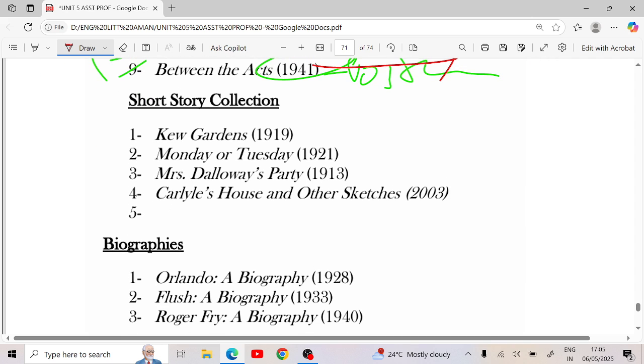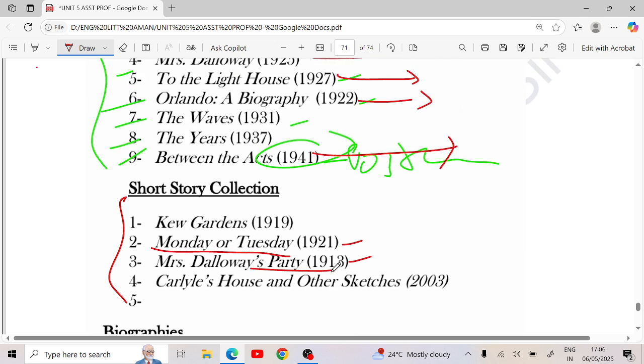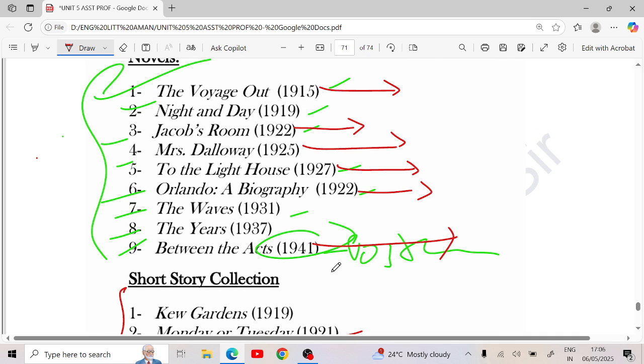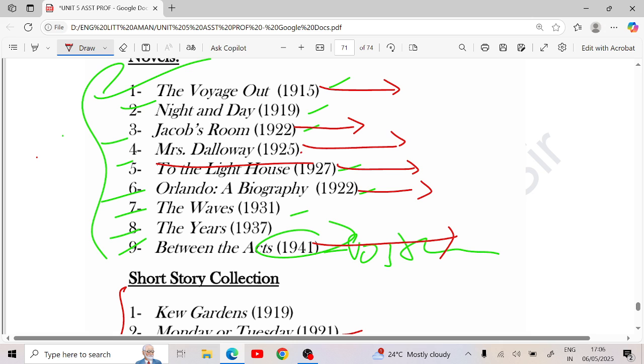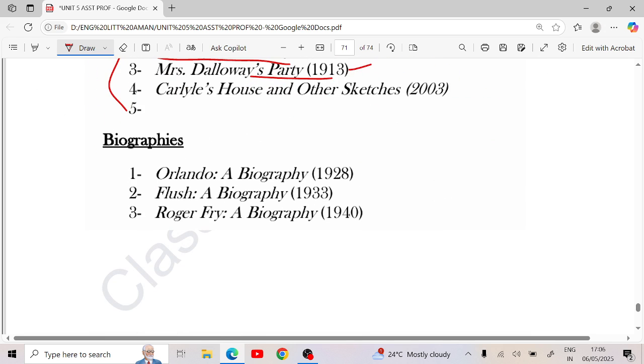Now let's come to the short story collections. Virginia Woolf published many short story collections, so I have mentioned just four here. These four are very important, but among them two are especially important. First is Monday or Tuesday, published in 1921, and Mrs. Dalloway's Party, 1930. This short story collection is what she turned into a novel, Mrs. Dalloway, in 1925.